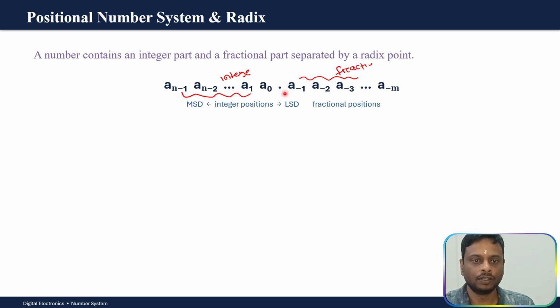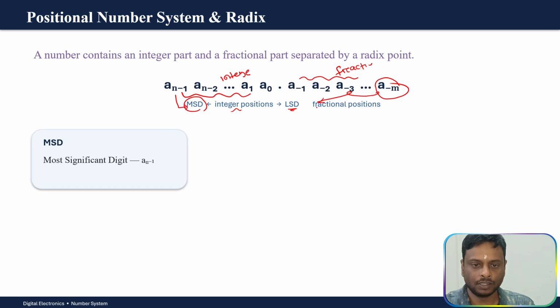So what is MSD? You can see there are two points, MSD and LSD. MSD is the most significant digit, and LSD is the least significant digit. This is called the MSD, a n minus 1, the most significant digit, so it is in the integer position. Similarly, the LSD is in the fractional position. This is the least significant digit.